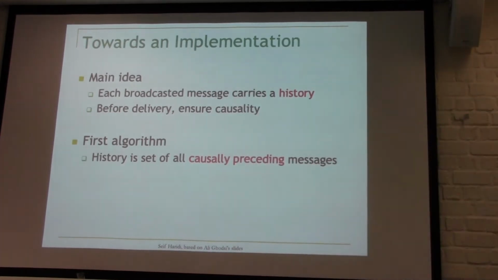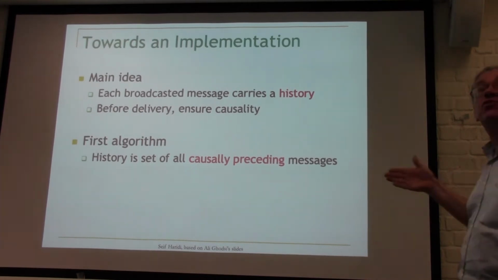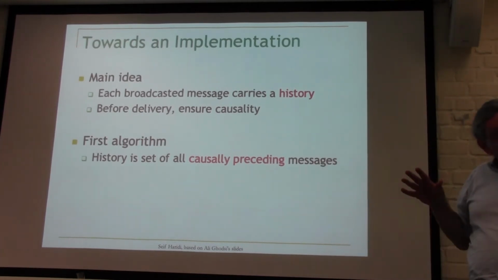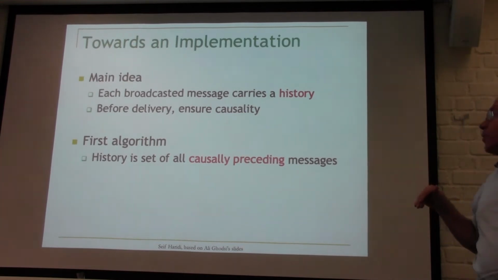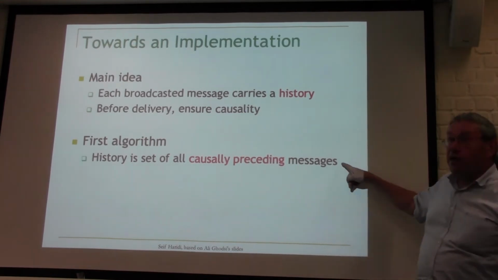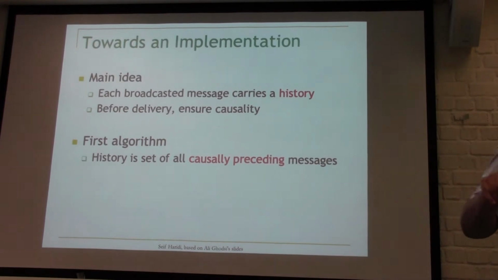Whenever I do a broadcast here, I'm going to send a message, which is this message, plus a list of all the causally preceding messages, which I'm keeping track of. That means when I deliver, I will immediately know what the causally preceding messages are. So if there are any I haven't delivered yet, I can deliver them. That's pretty nice, right? It's very simple.